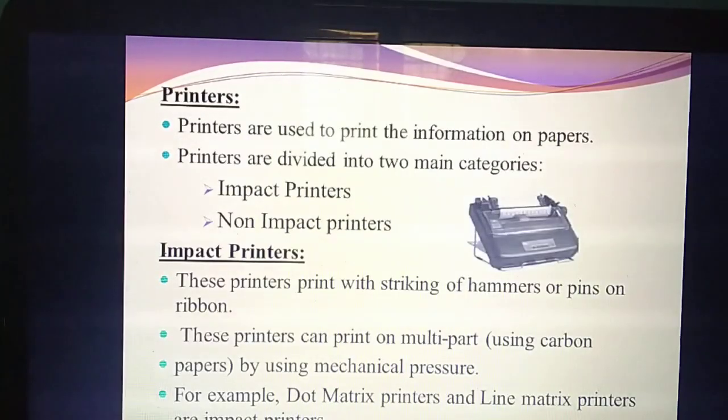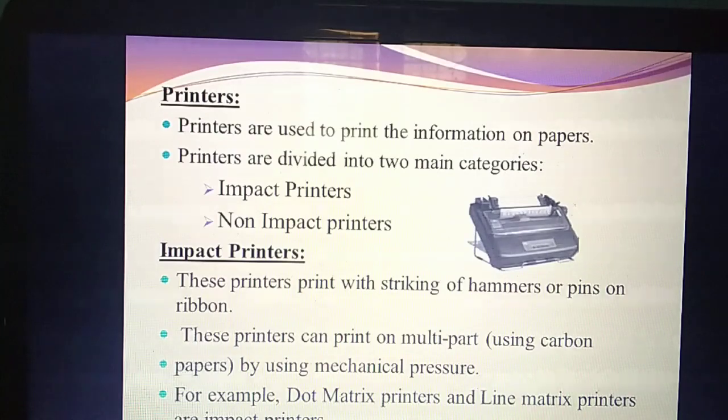What is the second output device you have studied? Printer. This is a very, very important 5-mark question. They have asked it 2 or 3 times, last year in the quarterly, half-yearly and some midterm exams, I think. So this is a very important question. Printers, so listen. What's the use of a printer?